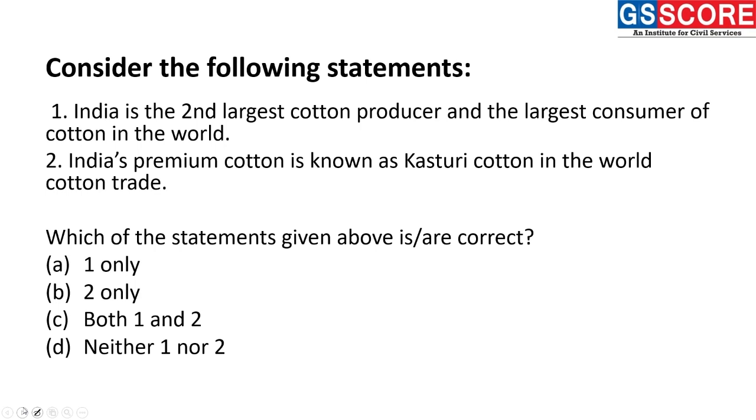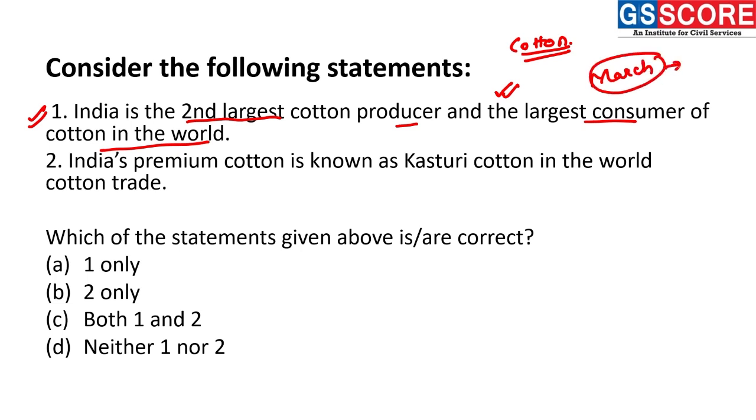The question is: consider the following statements regarding cotton and cotton cultivation in India. Statement 1 is, India is the second largest cotton producer and largest consumer of cotton in the world. If we look at the recent data and facts, this statement is correct. But there is a news item from March 2023, when it was predicted that India has surpassed China and become the largest producer of cotton in the world. But this report has to be put forward by government reports or government websites, so it will be more authentic then.